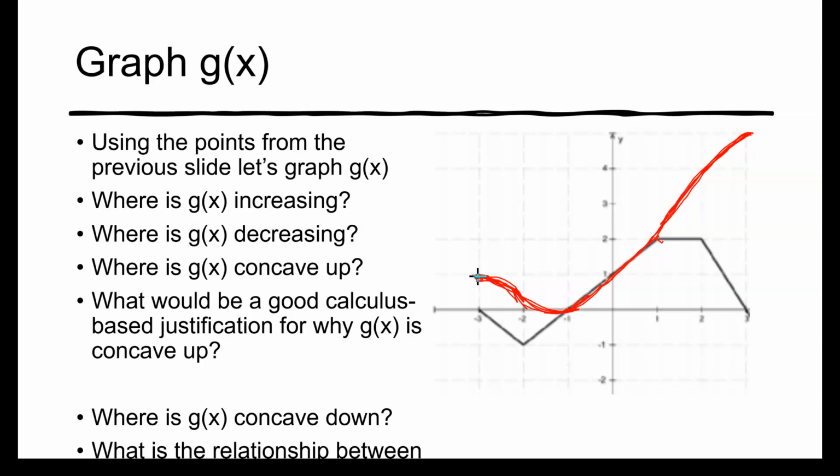So it says, where is g of x increasing? Well, the graph would be increasing from -1 to +3. And I know this because the area under the curve is all positive.